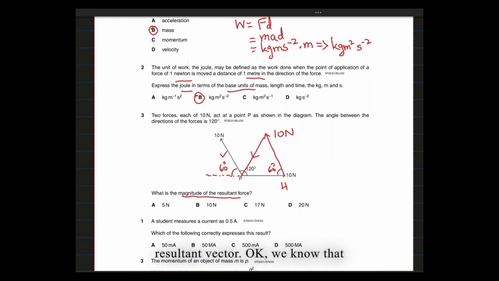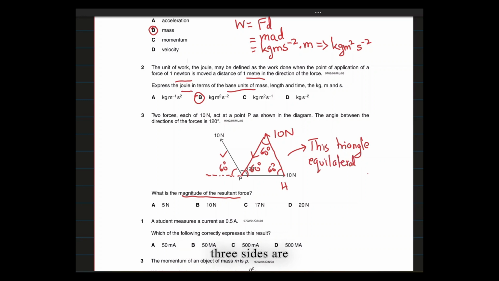resultant vector. Okay, we know that if this is 60, the only option left for these two angles would be 60 and 60. Okay, this shows that this triangle is an equilateral triangle, which means that all the three sides are equal. Okay, the final answer would be 10 Newton. Okay, the resultant would also be 10 Newton.